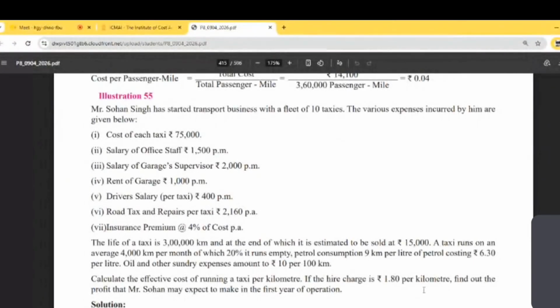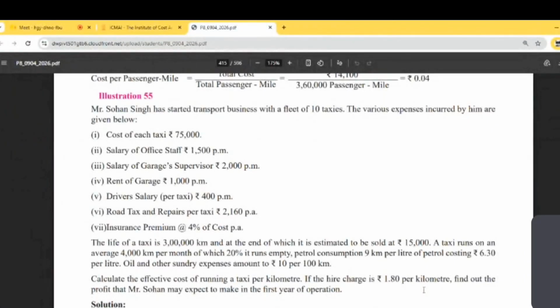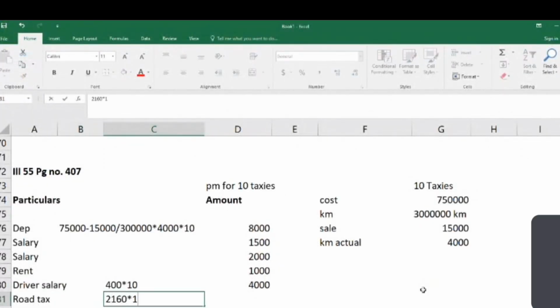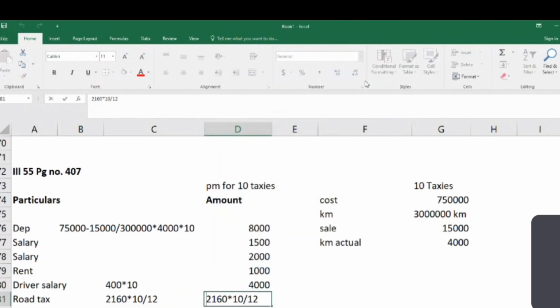What else is given? Road tax and repair per taxi is 2160 per annum. You know how to do this. Road tax is 2160 into 10 divided by 12. 2160 is your cost into the number of taxis, 10, which is given per annum. So you are converting to a per month basis, dividing by 12. Then you will get the per month cost, 1800.